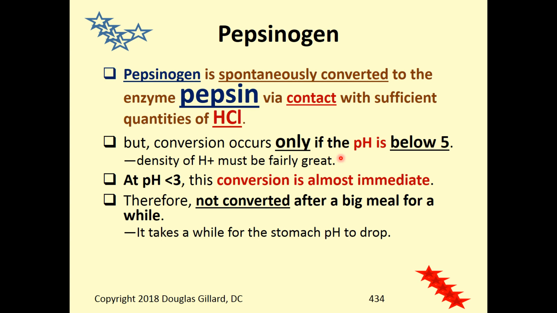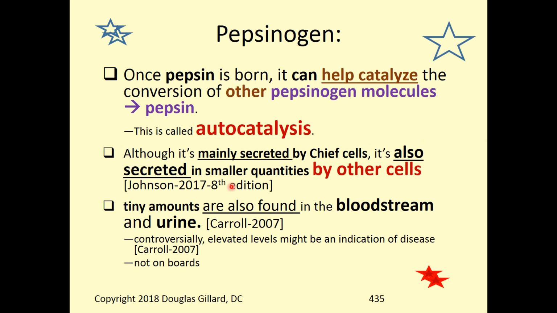It takes time. The pH has got to get to 5, and then there's enough hydrogen ions floating around to start converting pepsinogen into pepsin. At pH 3, when the stomach is really acidic, its conversion is almost immediate.